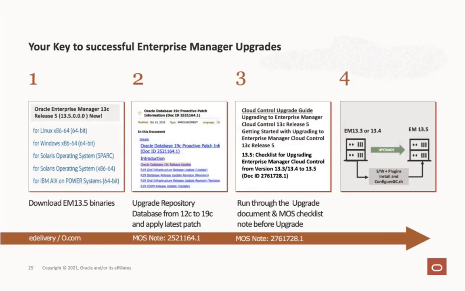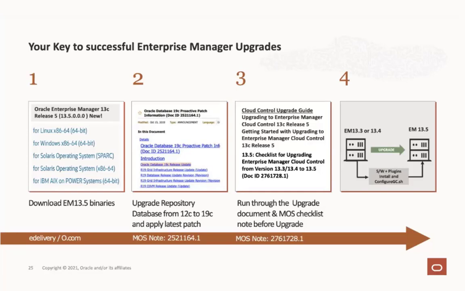Great. So moving on to the upgrade itself, I'm highlighting these four things as the key things to get your upgrade successful. The first thing is downloading the software. Along with downloading the software, you should also take care of downloading the additional plugins, like GoldenGate, Oracle Database Appliance, or EBS. All those plugins will be available on OTM. You can download and stage them.